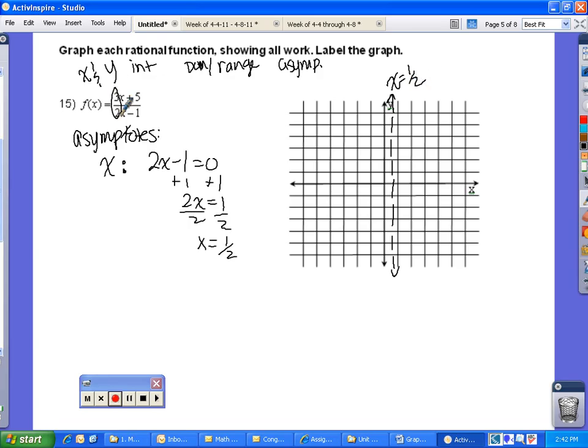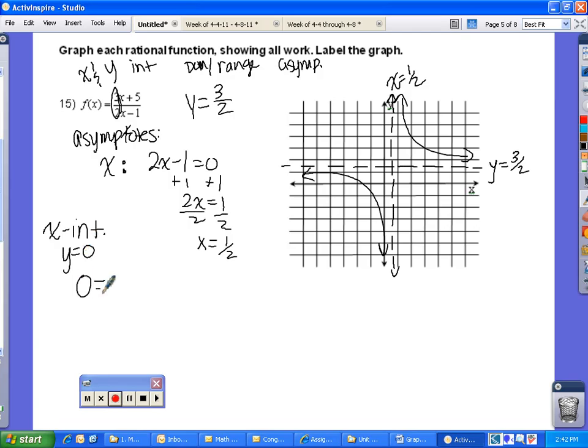Your y asymptote, which is your horizontal, is just going to be determined by the coefficients of x, which is 3/2, which is 1.5. And now you know your graph is going to be up in this quadrant and down in this quadrant. And so therefore you can now look for the intercepts. So for the x-intercept, it's when y equals 0.